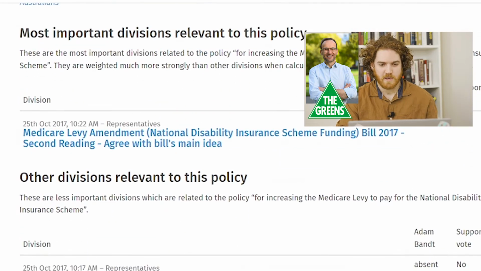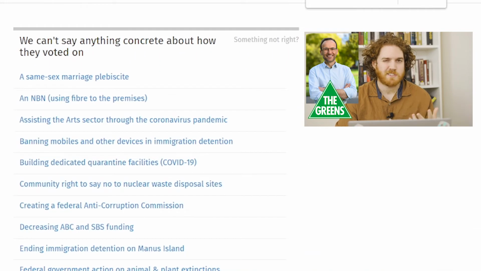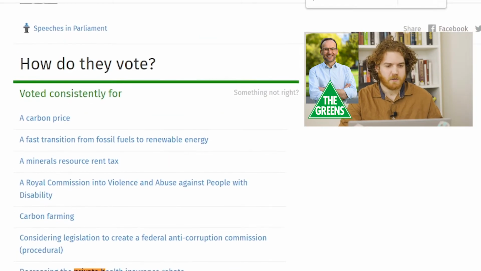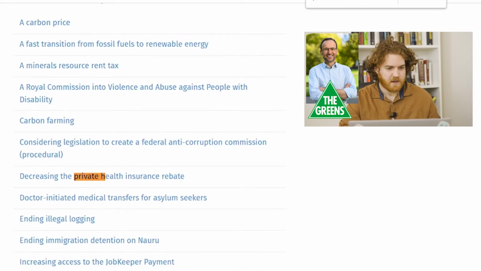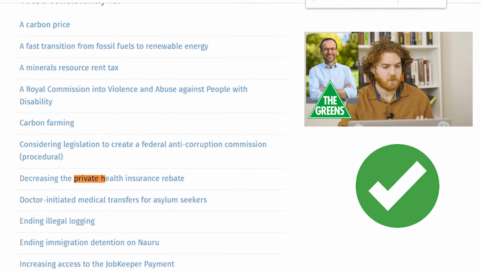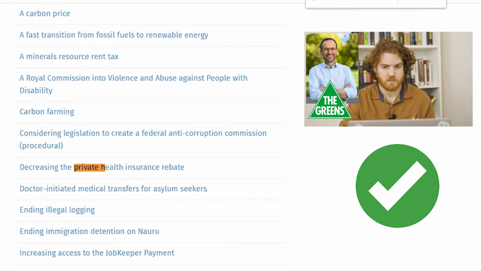Okay, so if we scroll down, it does show us a vote from October of 2017 to do with a Medicare levy amendment, and Adam Bandt was absent. That's just another way that you can learn about members of Parliament and what they voted for. Just because it says we can't say anything concrete doesn't mean they have never voted on the topic before. Another category for health, Adam Bandt has voted consistently for decreasing the private health insurance rebate.